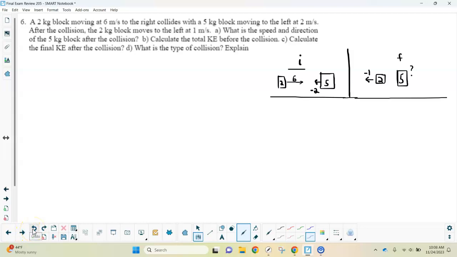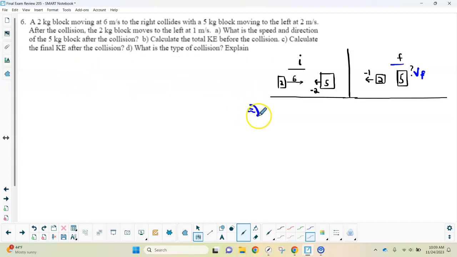Another conservation of momentum question that we got is a 2 kilogram block is moving at 6 meters per second to the right, so that's like this one, and a 5 kilogram block is moving at 2 meters per second to the left. That's this one. That's before the initial collision. And then afterwards it says they bounce off each other, and it says that the 2 kilogram block is moving to the left at -1, and we want to find what is the speed and direction of the velocity of the 5 final. So we're looking for that final velocity, and then we're going to calculate the energies before and after, and then from those determine the type of collision.